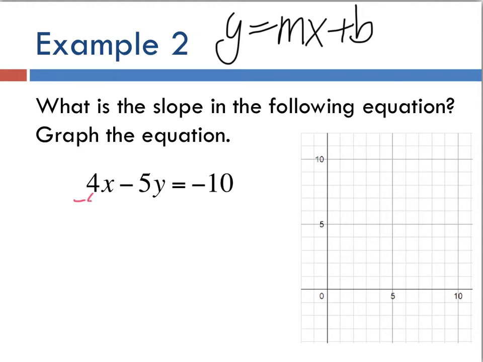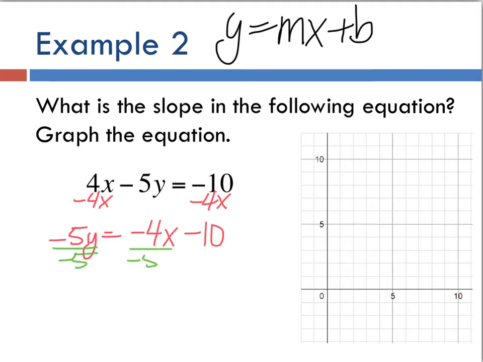Let me show you the steps. Subtract 4x from here, subtract 4x from here. So I write negative 5y equals negative 4x minus 10. Now I like to keep it as negative 4x because we always want mx, and I just like keeping it the same way. I always want to keep the variable first and then the intercept. From here, what can we do next? You probably already guessed it. Divide by negative 5 on both sides.